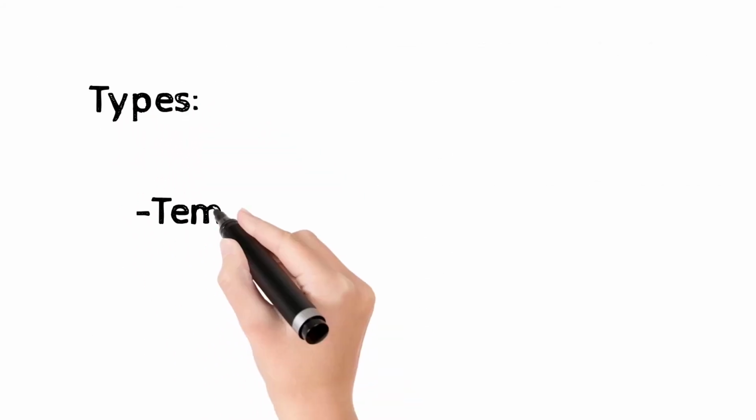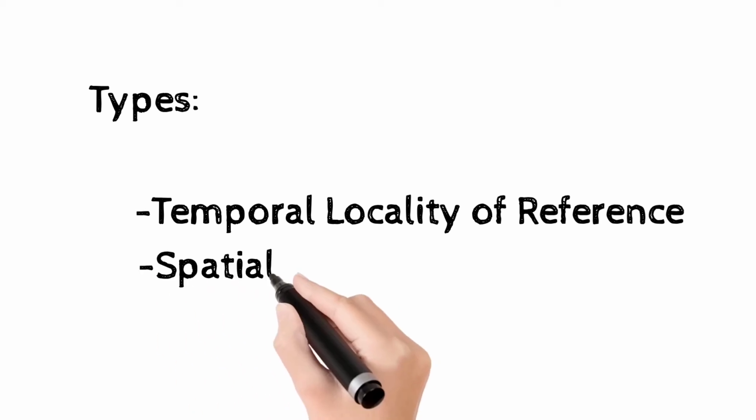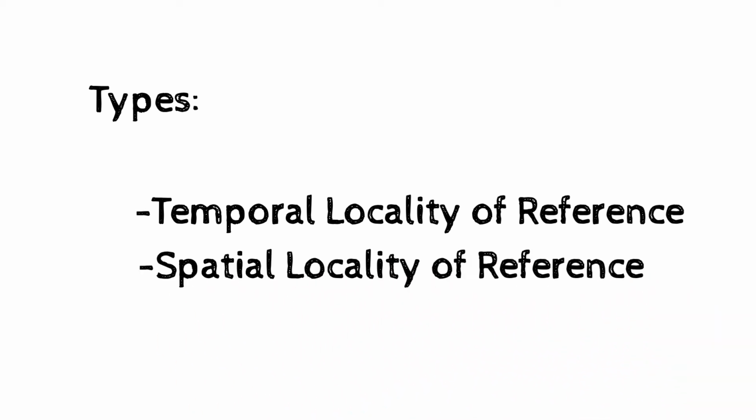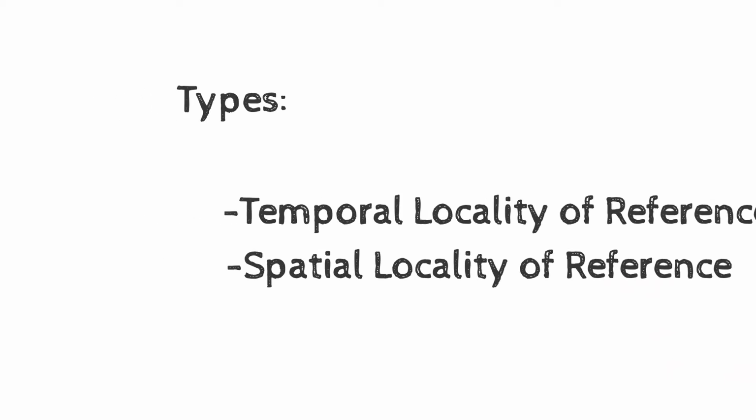There are two types of locality of reference. Temporal locality of reference is based on time. A recently executed instruction is likely to be executed again very soon. Next one is spatial locality of reference. It is based on space. The instructions in close proximity to a recently executed instruction are likely to be executed soon.